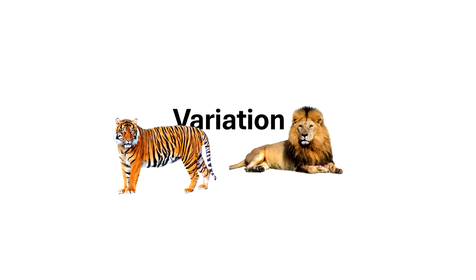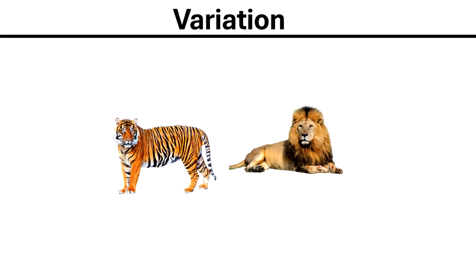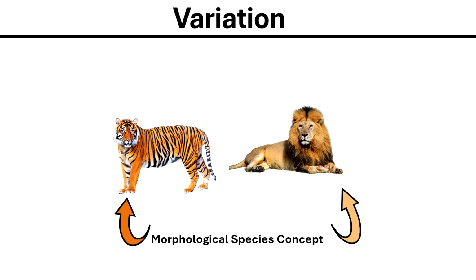As a response to the variation between species, we have developed what's called the morphological species concept, where they are named differently based on their physical traits. So the big cats are going to be the Panthera, and we have that the tiger is Tigris and the lion is Leo, using the language Latin.